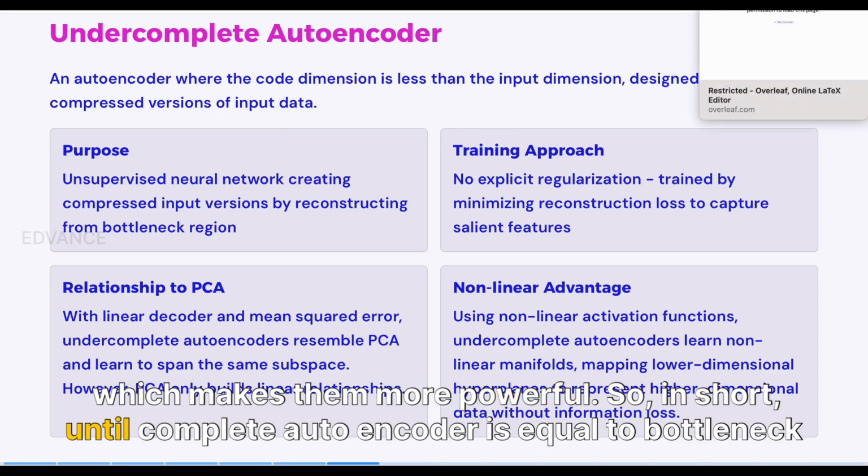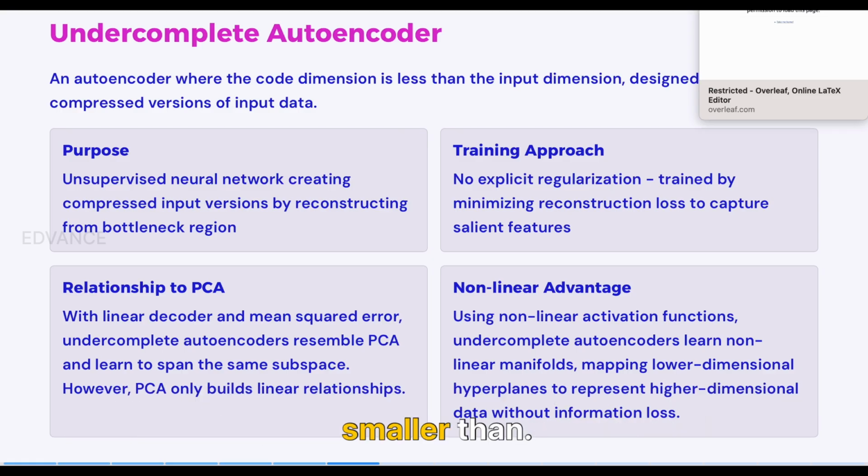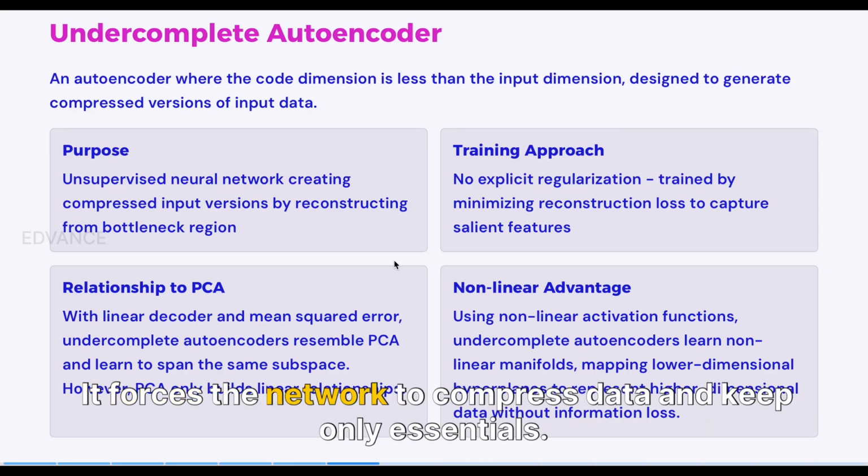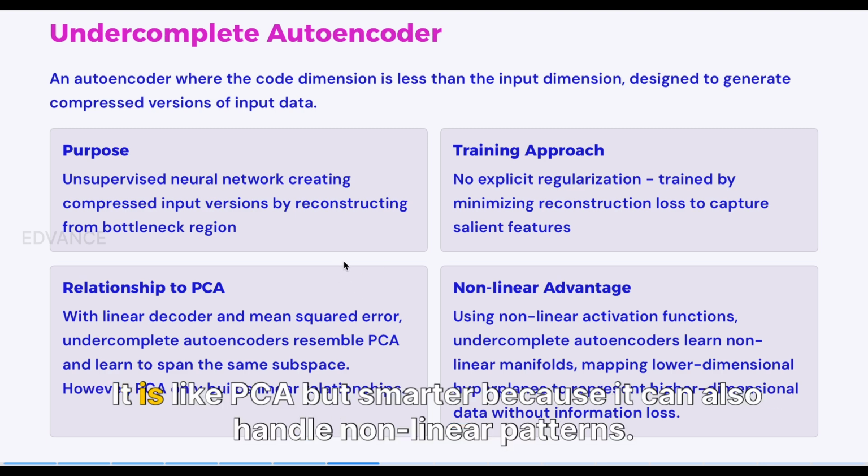In short, undercomplete autoencoder means the bottleneck is smaller than the input. It forces the network to compress data and keep only essentials. It is like PCA but smarter because it can also handle non-linear patterns.